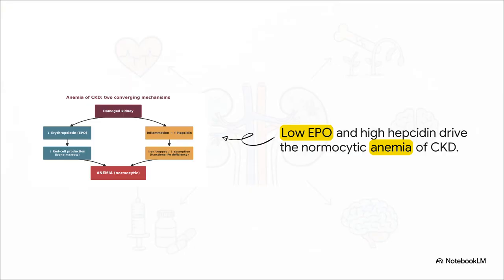Beyond uremia, another huge complication he's facing is a normocytic anemia, and this is driven by two converging mechanisms. First off, his damaged kidneys are failing to produce erythropoietin, or EPO, meaning his bone marrow just isn't getting the signal to make red blood cells. Second, chronic kidney disease creates this chronic state of systemic inflammation that spikes a protein called hepcidin, which essentially traps iron in the body and prevents it from being absorbed or used. It is a nasty double hit of functional iron deficiency combined with low EPO.